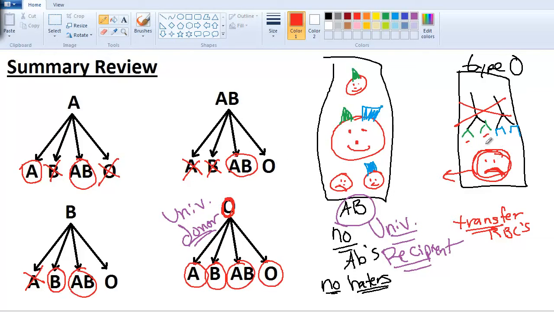No way, not at all, because it's going to be twice as hated on over there. And of course B, just like A, can't go to O because there's the anti-B antibody to be hated on. So again, AB would be your universal recipient and O would be your universal donor. Let's practice some questions.